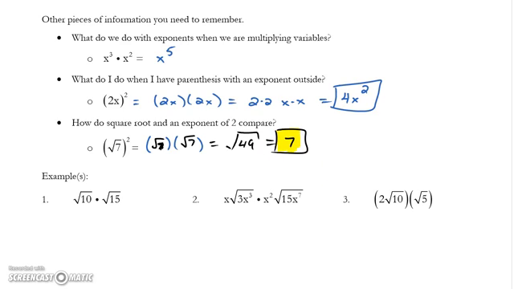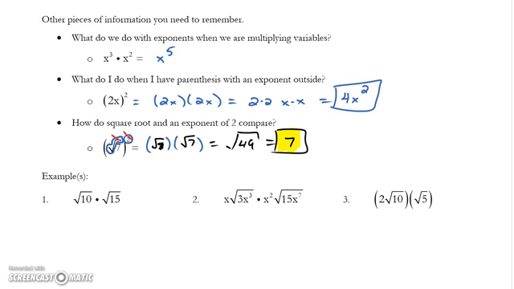Again, let's talk about that. I'm multiplying the same thing, or multiplying a number by itself. I'm multiplying square root of 7 by itself. In essence, what we're saying is that this exponent and this radical symbol, that square root symbol, cancel each other out and leave you with just the 7.